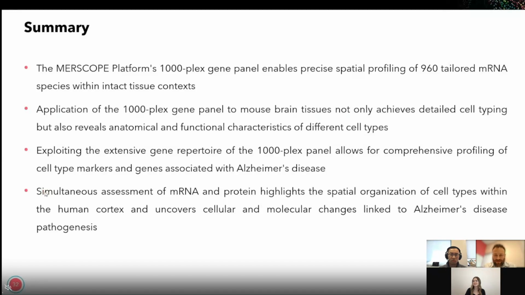This first question asks, is there a specific reason why you chose 960 instead of 1000 genes? Yeah, Kaylee, I can take that question. So 960 was selected in order to optimize the time that's required for running a 1000-plex experiment. Additionally, there are blanks that are included in the experiment as well. So those were the reasons why 960 was chosen over 1000.